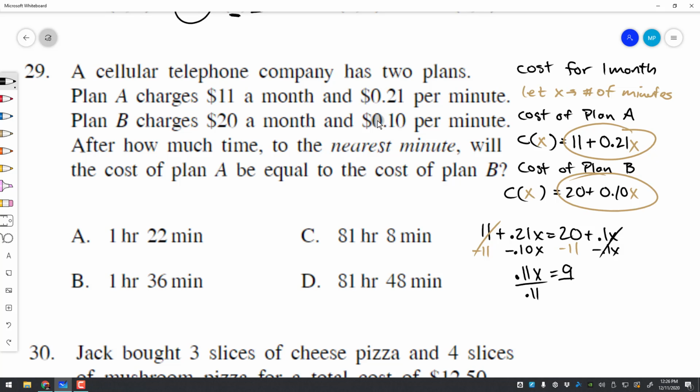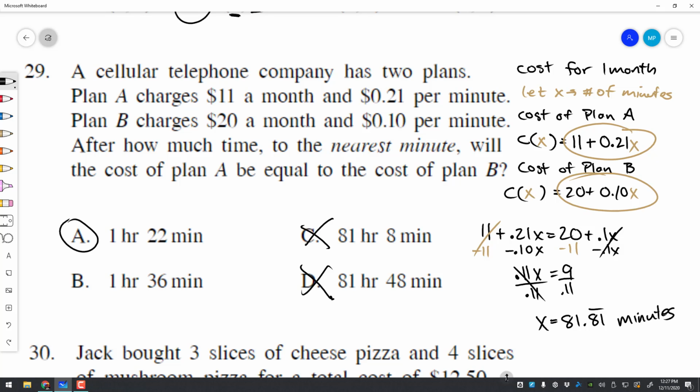So if we divide both sides by 0.11, definitely need a calculator here, this actually gives you 81.818181 repeating minutes. So we're not talking 81 hours, but minutes. And 81 minutes is pretty much 82 minutes. At 60 minutes an hour, that's an hour and 22 minutes.